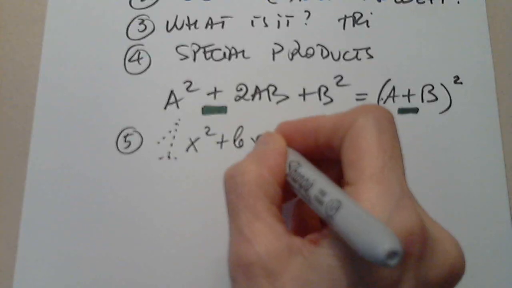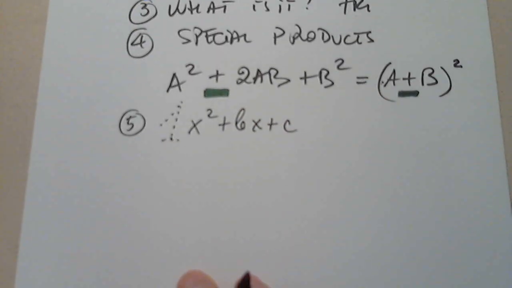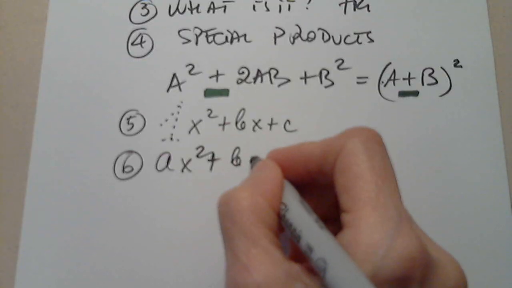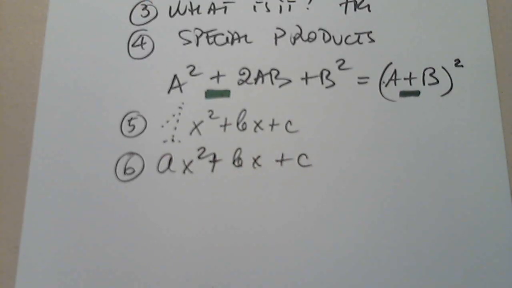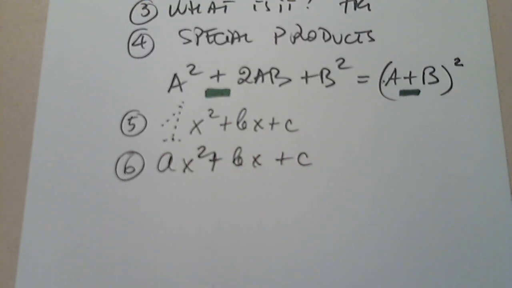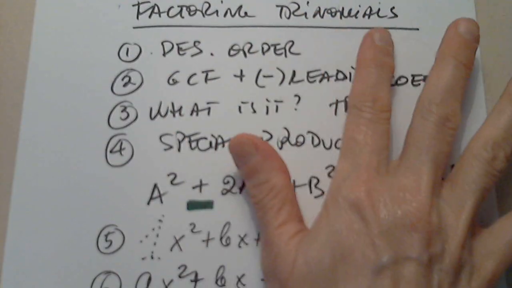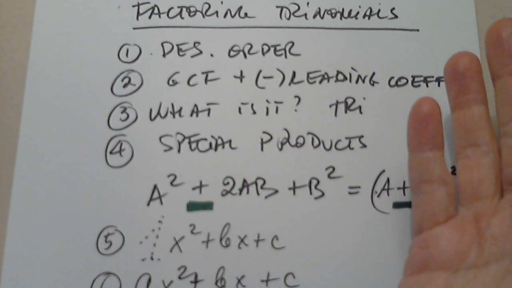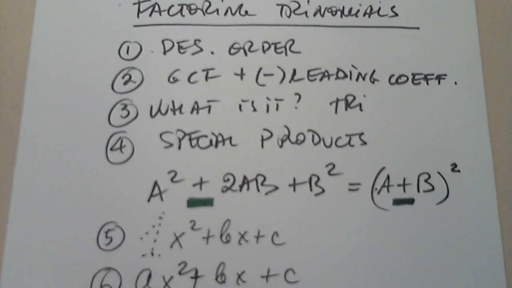X squared plus bx plus c. 6. A x squared plus bx plus c. Let me explain the last two. Polynomials, trinomials, binomials don't have to be factorable. It's nice if they are factorable, but they don't have to.